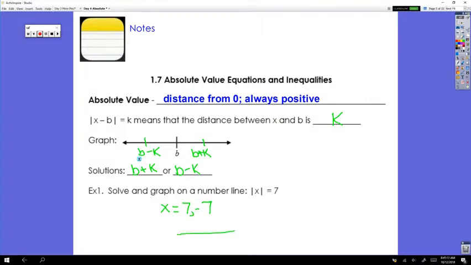If we were to graph this on a number line, it would look like this. If 0 was here, negative 7, 7. These are our solutions. Now let's go on to the next one.